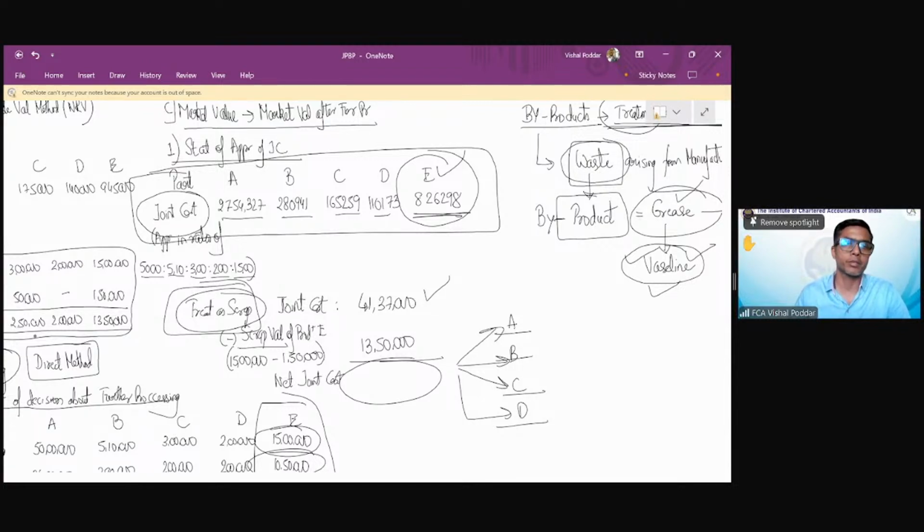And this difference, whatever is left after this reduction, how much will it come to? It will come to around 27 lakhs 87,000. This net joint cost I will charge to my joint products, and that will be ABCD. So this is how the treatment of byproducts is suggested. Treat it as a main product, or treat it as a scrap.